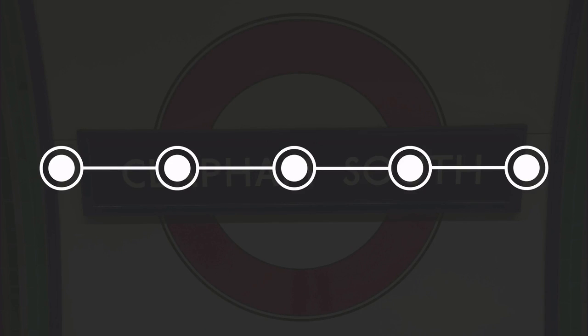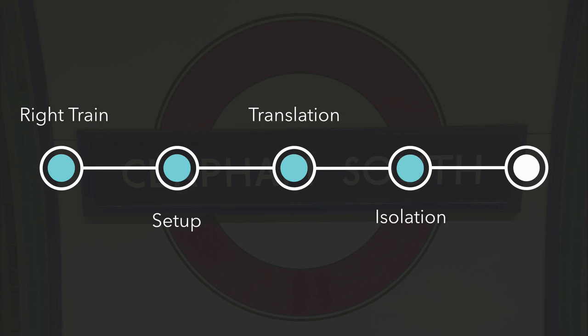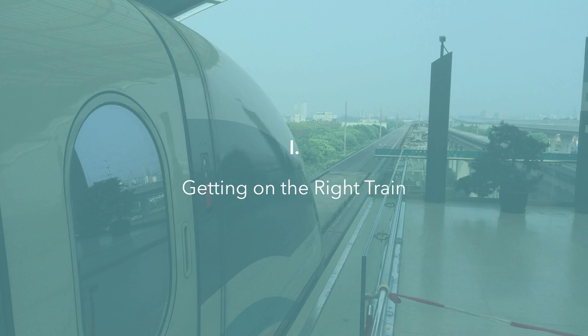So like I said, we're going on a bit of a train journey. So I thought I'd use something that you guys are probably all familiar with. I really love the underground, but everybody here is like, this is the worst thing ever. So we've got five stops. First off, we're going to talk about getting on the right train, obviously pretty important. Then we're going to talk about getting set up. We're going to talk about some translation difficulties, dealing with isolation and insanity, and then the Zen of Ember. So the train is now ready to depart. Please mind the closing doors.